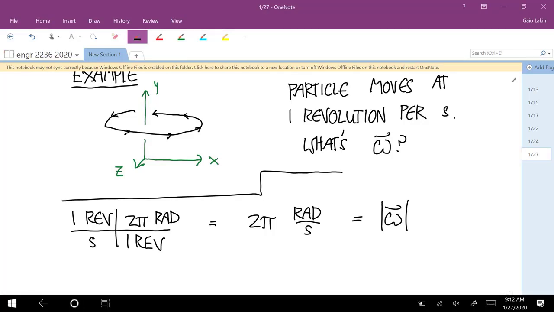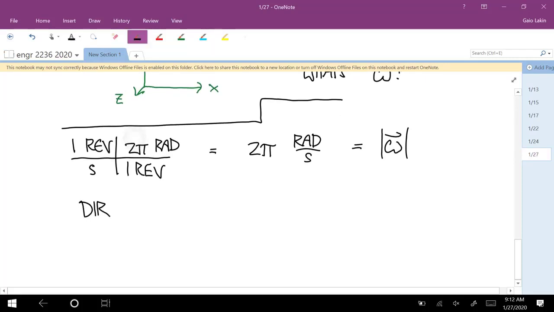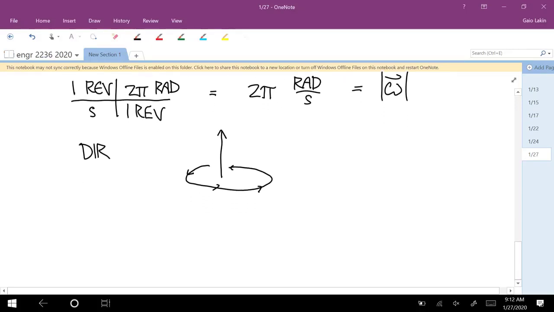And now we have to figure out the direction. So use the right-hand rule with that circular path. So what's the direction of the angular velocity vector? Up. Yep, exactly. So the direction, since it's going this way, the right-hand rule says that's the way your thumb goes. And so the angular velocity is 0, 2 pi, 0.